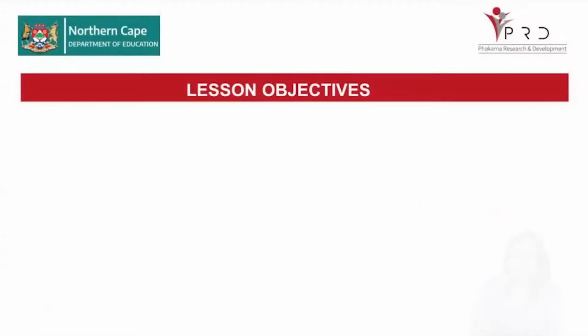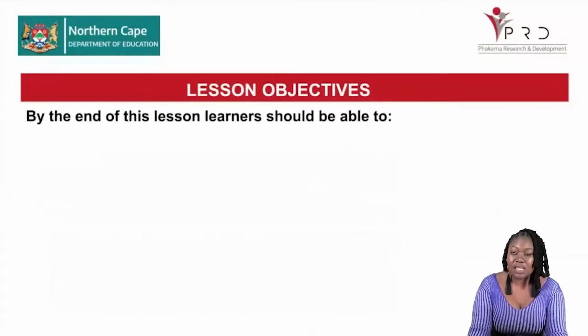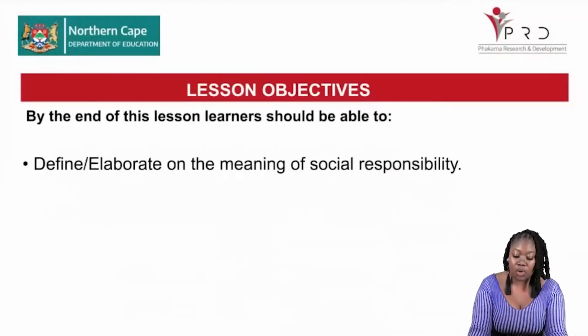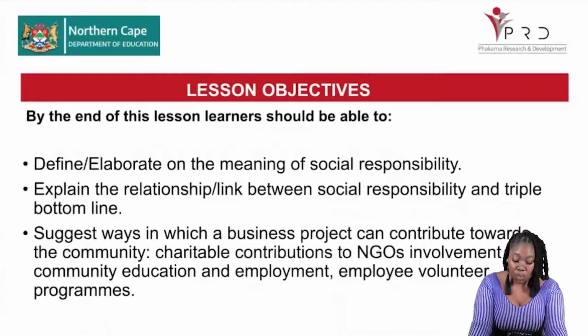Okay, so I'm going to need you to have your notes out and all your material out so that we can start working. So the lesson objectives for today: by the end of this lesson, you should be able to define or elaborate on the meaning of social responsibility. You should be able to explain the relationship or the link between social responsibility and the triple bottom line. You should also be able to suggest ways in which businesses, projects can contribute towards the community, charitable contributions to NGOs, involvement in community education and employment, employee volunteer programs.